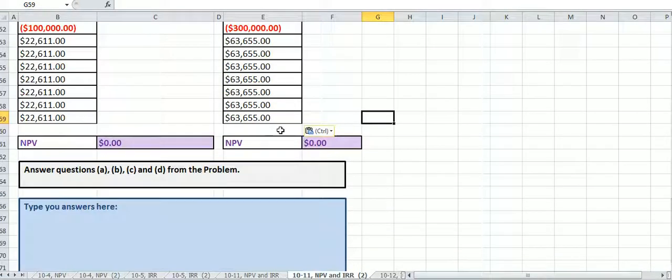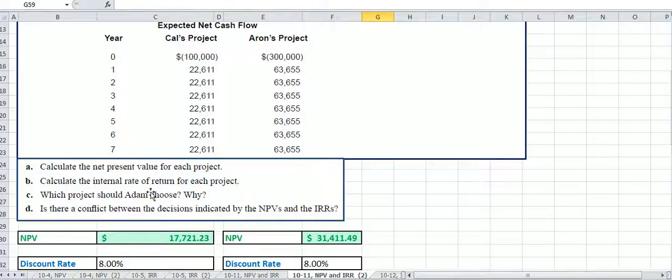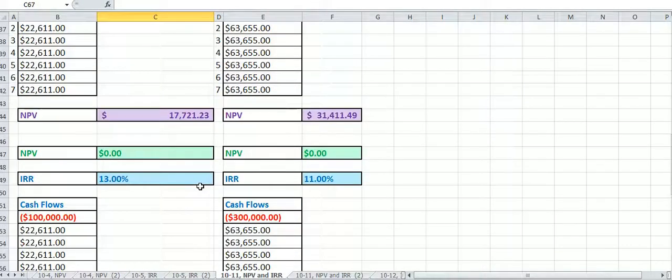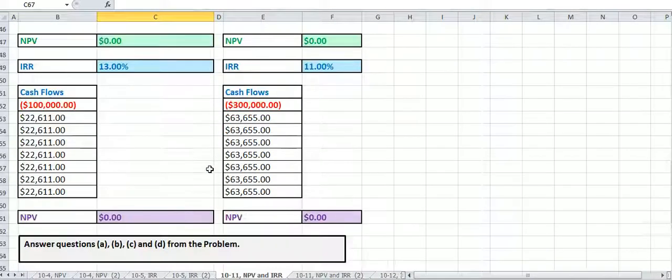So answering these questions back up here, well, it's easy. We've already calculated the net present value and the internal rate of return. And which project should Adam choose and why? Well, I'm going to help you out with this. The answer for this is a little bit tricky. So let's just go back over here. Since you're taking the time to watch the video, I'm going to help you out with this one.